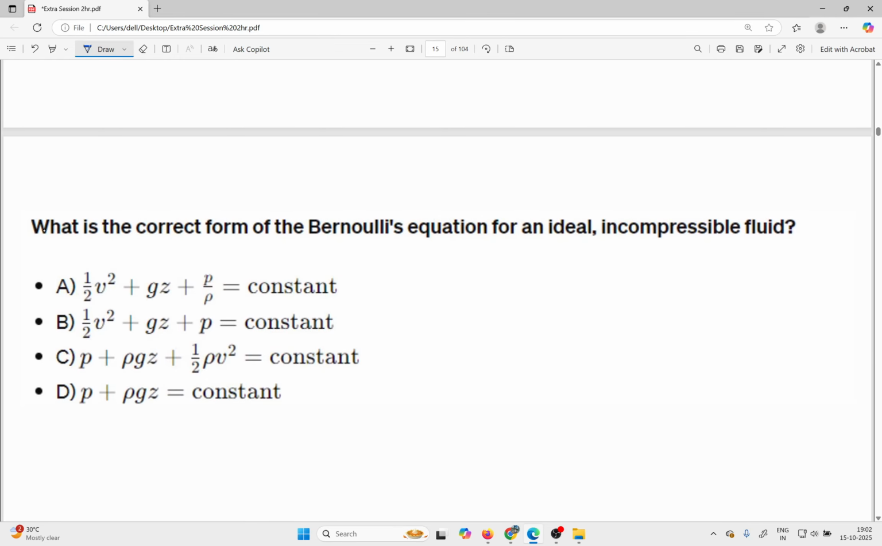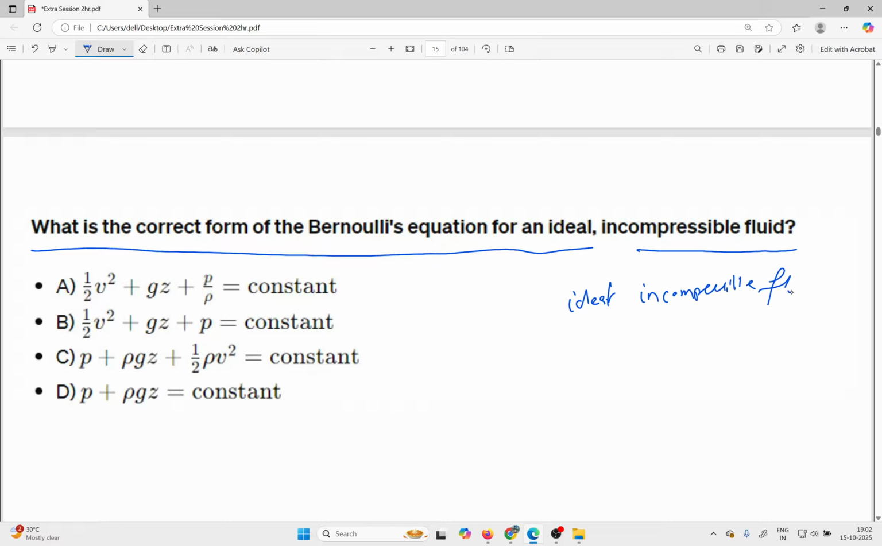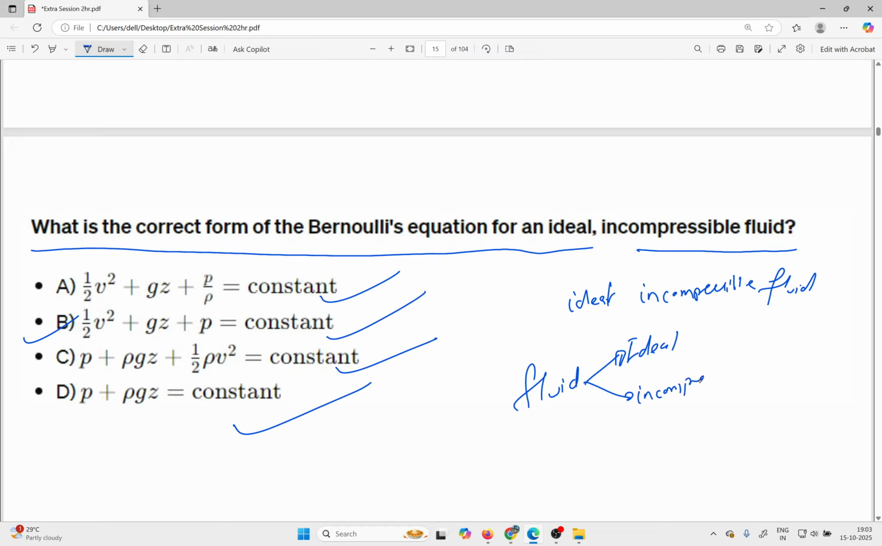Okay. So next question. What is the correct form of Bernoulli's equation for an ideal incompressible fluid? Ideal incompressible. Correct form. Whether V square by 2g plus z plus p by rho. Option B, V square by 2g plus z plus p equal to constant, p plus rho g z plus rho V square equal to constant, p plus rho g z constant. Here you have two conditions: your fluid is ideal and incompressible.